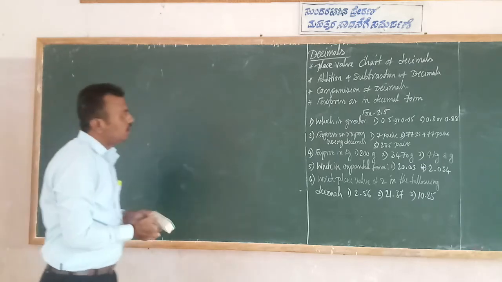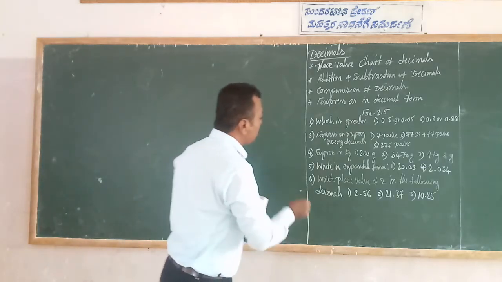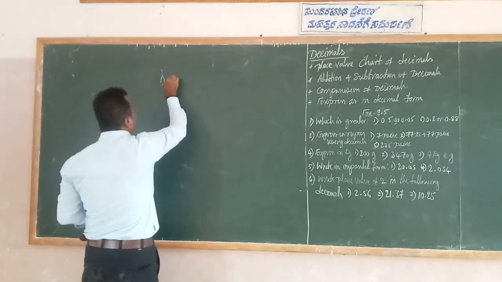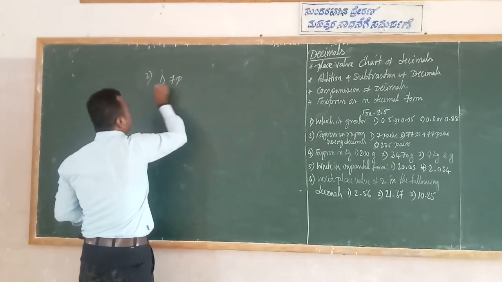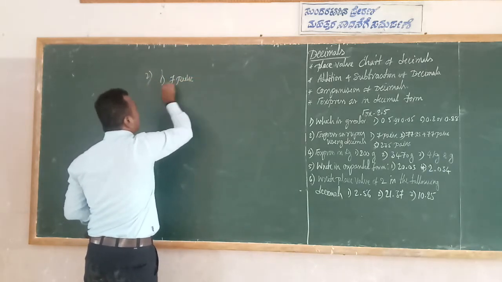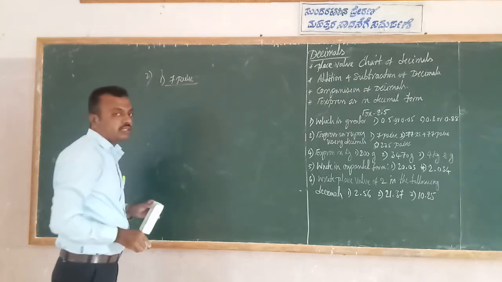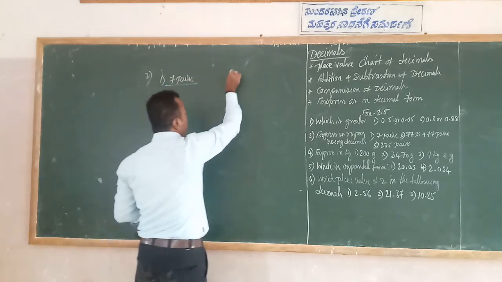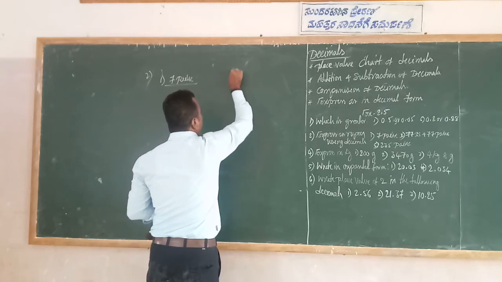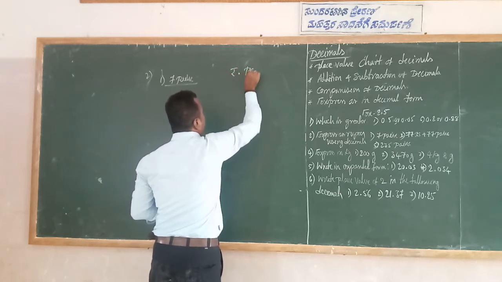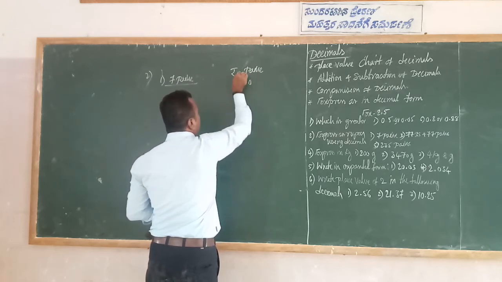Yes. Express as rupees. First one, 7 paise. So how are you finding the 7 paise? Before that, rupees can be expressed as rupees point paise. Paise can be represented with 2 digits.